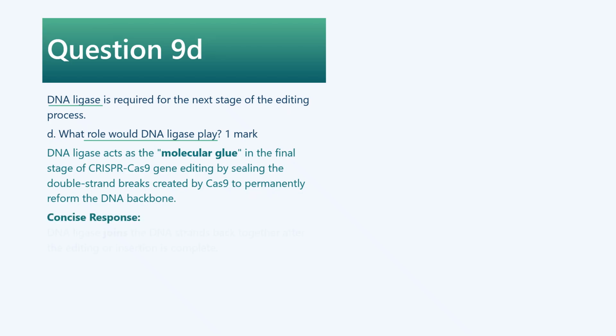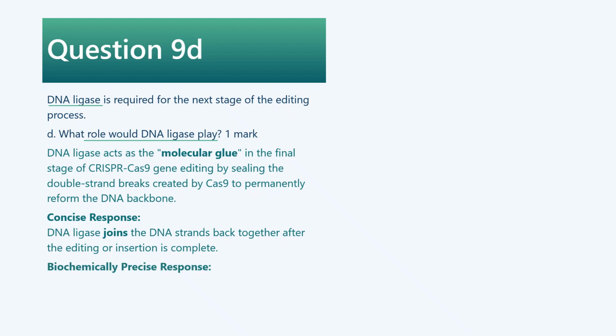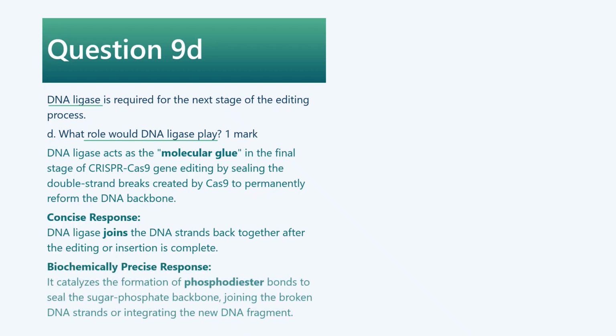Concise response: DNA ligase joins the DNA strands back together after the editing or insertion is complete. Biochemically precise response: it catalyzes the formation of phosphodiester bonds to seal the sugar phosphate backbone, joining the broken DNA strands, or integrating the new DNA fragment.